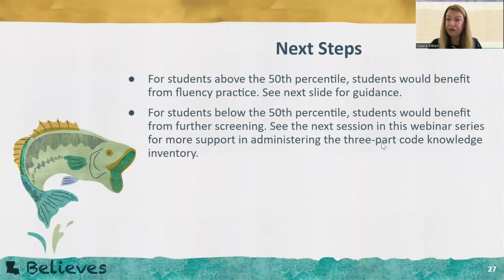After you administer the fluency screener for students, there's a norms chart in there, and it says if students score at the 90th percentile, they're reading this many words correct per minute. If they're reading at the 75th percentile, it's this many words correct per minute for grade level. For students above that 50th percentile, students would benefit from fluency practice. Okay, we're going to talk more about that. Students below the 50th percentile would benefit from further screening. And there's other screening pieces in there. You can either do those or not do those. But for today's purposes, we're just talking about the kids. Most of your kids are going to be above the 50th percentile and are going to benefit from this extra fluency practice. Okay.